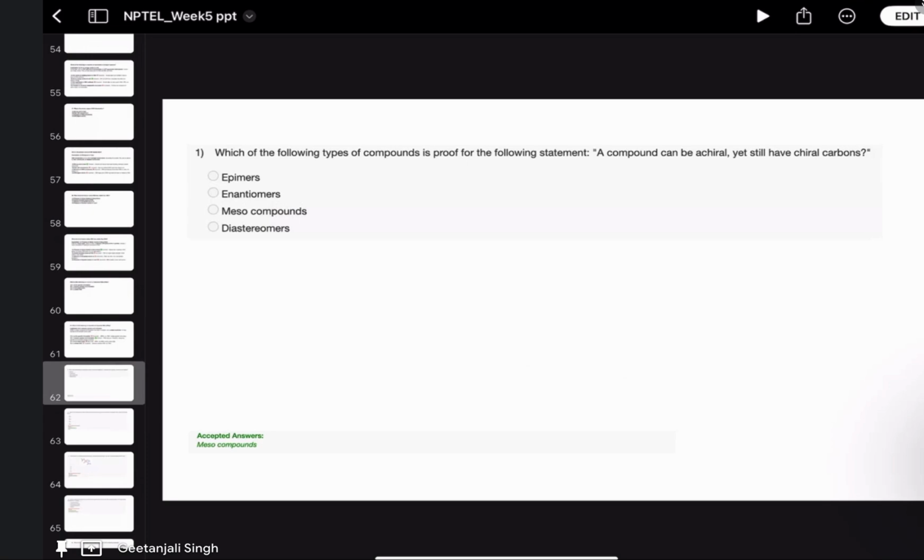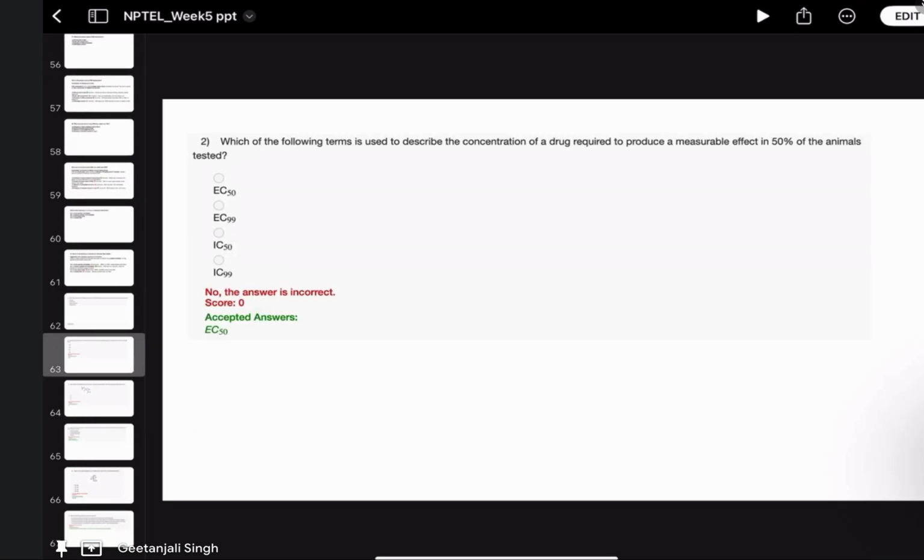Which of the following types of compounds is proof of the following statement? A compound can be achiral yet still have chiral carbons. The correct answer is meso compounds, because it has a plane of symmetry, and it has to have at least two chiral carbons, so that there can be a plane of symmetry passing through it. That's how it becomes a meso compound.